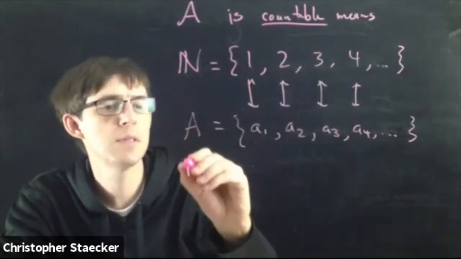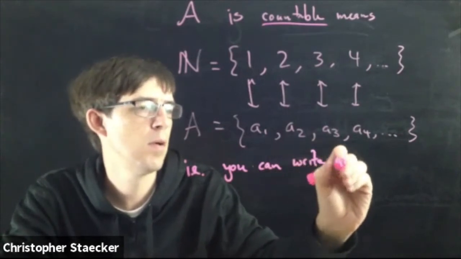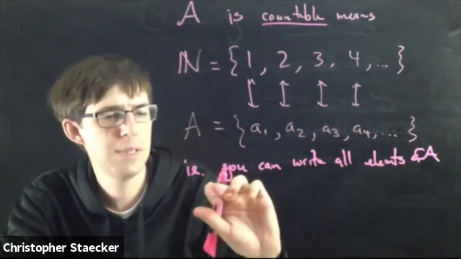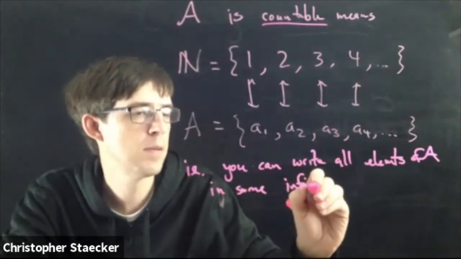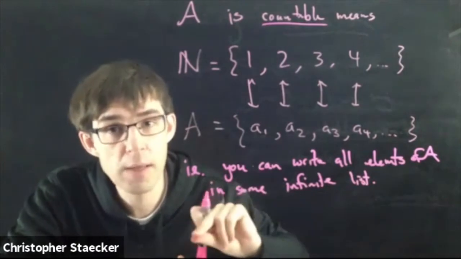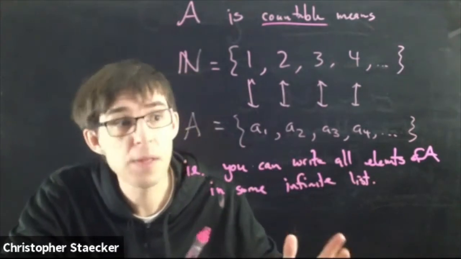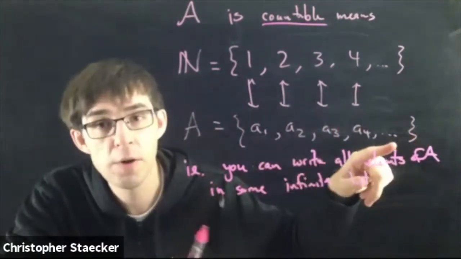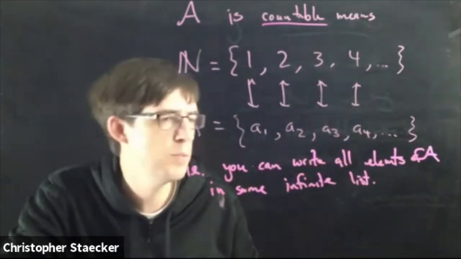So countable means, i.e., you can write all elements of A in some infinite list. So countable means it's infinite, but you can actually write some kind of list, one after another, of all the elements. Uncountable, I suppose, would mean that's impossible. Like it's infinite and also so big that you couldn't even write all the elements, even if you wrote them in an infinitely long list. That should seem a little weird that that's even possible, but we'll see in a few moments.